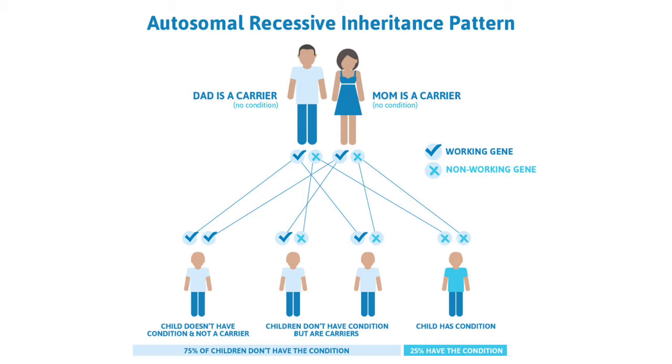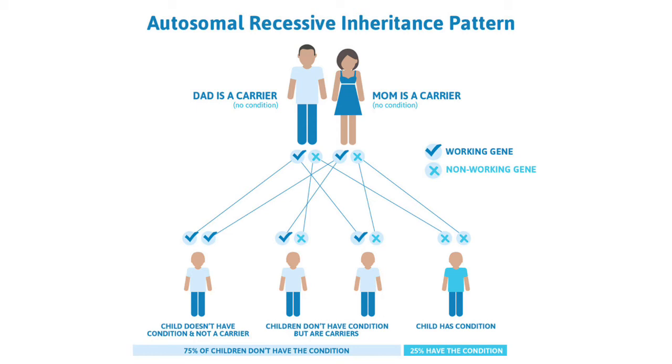The fourth possibility is that the mother would give her non-working copy of a gene, the one with the variation, and the father would give his non-working copy as well, also with a variation. This child then would have inherited 2 copies of a gene, both with a variation, and would therefore be affected with that particular recessive genetic condition.